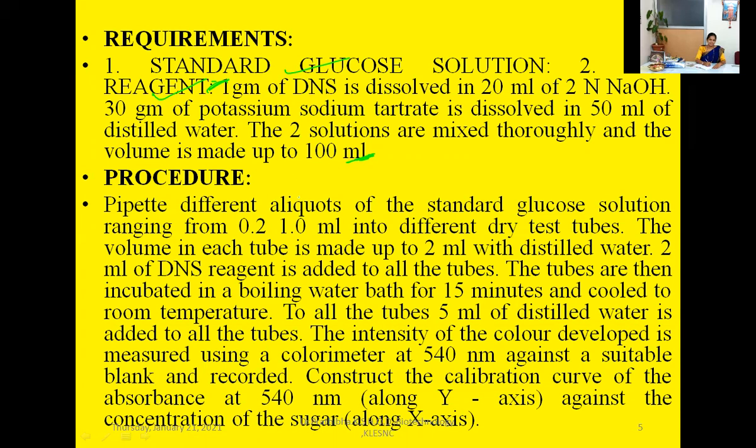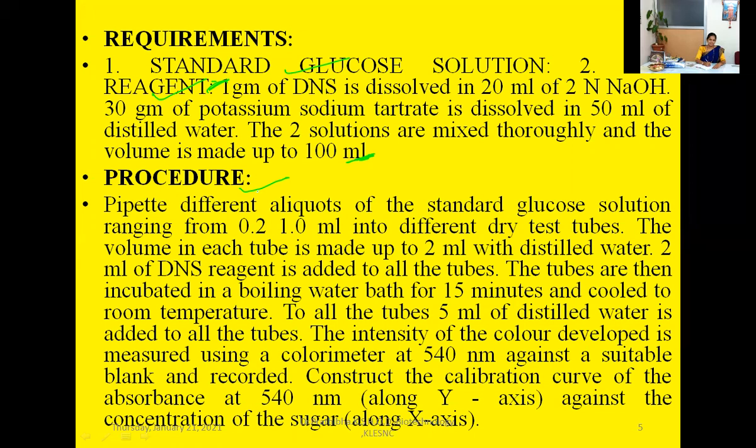Okay, so this is the procedure I've given here for the DNS method. How are you going to perform the DNS method? In this DNS method, you are going to pipette out different aliquots of standard glucose solution and make up the final volume to 2 ml by adding distilled water, right? After that, you'll be adding 2 ml of DNS reagent, and then incubate the test tubes in a water bath for 15 minutes.